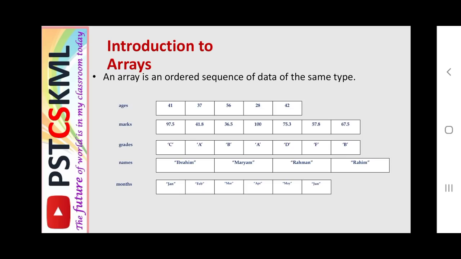Okay, next, introduction to arrays. For example, we can see what the values are for the appropriate arrays. If age is a numeric integer data type, we can use 41, 37, 56 as examples of integer numbers. The second one is marks, a double floating point, so you use decimal values for that. The third one is grade, so we use C, A, B as char or character, with single quotes. And name is a string, which uses double quotes: Ibrahim, Mariam, Rahman and Rahim. For months, we also use double quotes because this is a string. Okay, there are 5 different data types which use different values in the array.